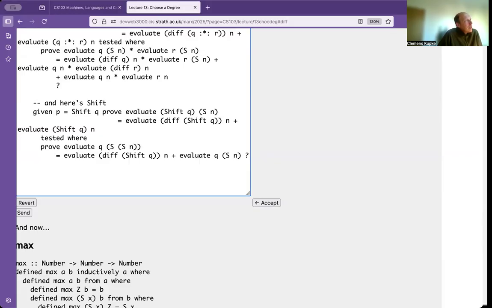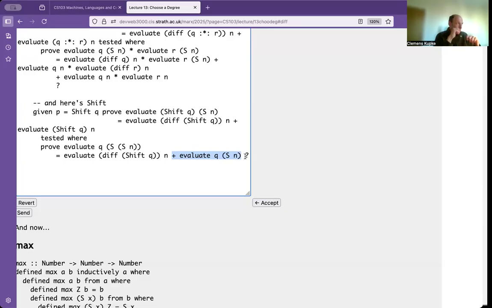So how am I going to make some progress here? I know I would quite like to persuade the left-hand side to be something plus this thing, right? Because then that something will have to be whatever diff shift q is. Giving myself a tongue twister. Okay, but cool. I have an induction hypothesis that tells me what happens when I evaluate q.